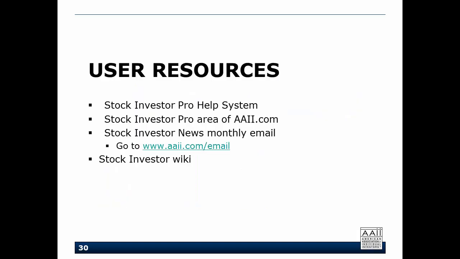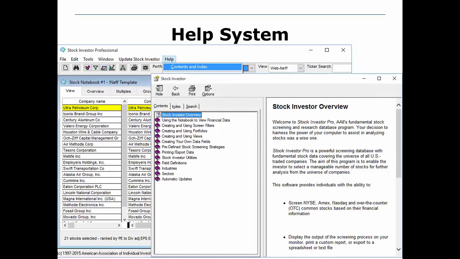So now I want to go through some of the user resources. These user resources I'm going to be talking about, I think, are an excellent place for you to start. First off is the Stock Investor Pro Help System. Within the program, if you go to Help, Contents and Index, it will give you step-by-step instructions covering the basic functionality of the software: creating a view, creating a stock screen, creating a portfolio, creating a custom data field. So right within the program itself, you have a wealth of information to help you get started on how to use the software.